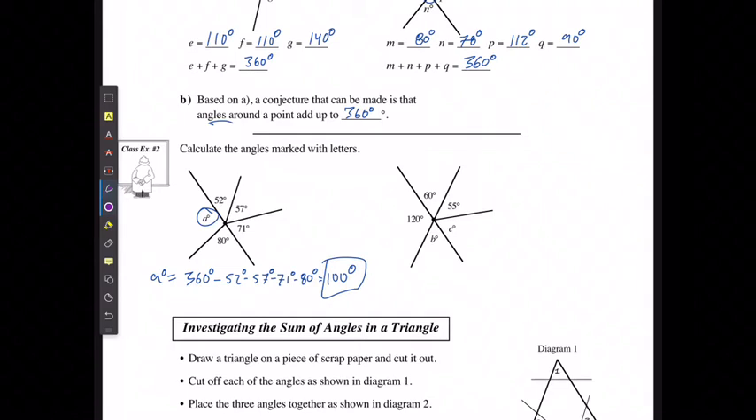In the second case, I have two missing values, B and C. But when I take a look at it, I can combine two of the concepts that we've already looked at. I can say, well, for C, the 60, the 55, and C all make a straight line. So I can use my supplementary angle rules to solve for what C would be. C degrees is going to equal 180 minus 60 minus 55. And I can say that C is going to be 65 degrees.